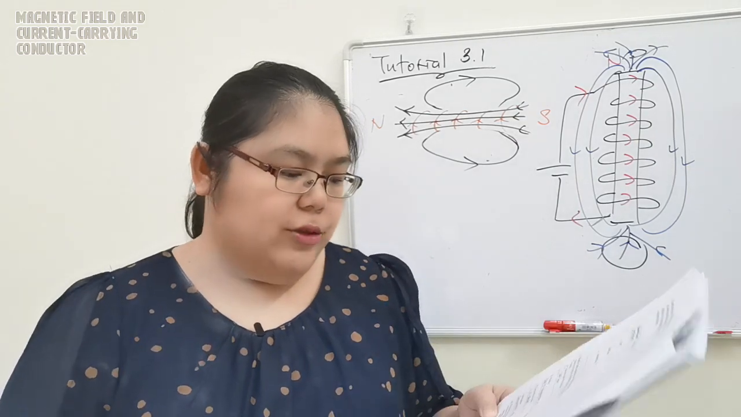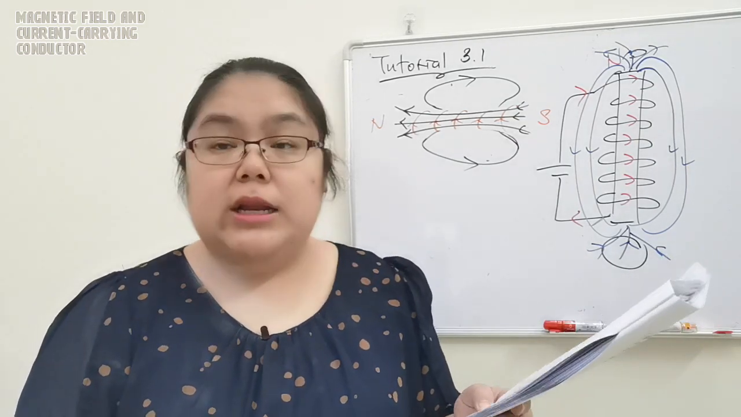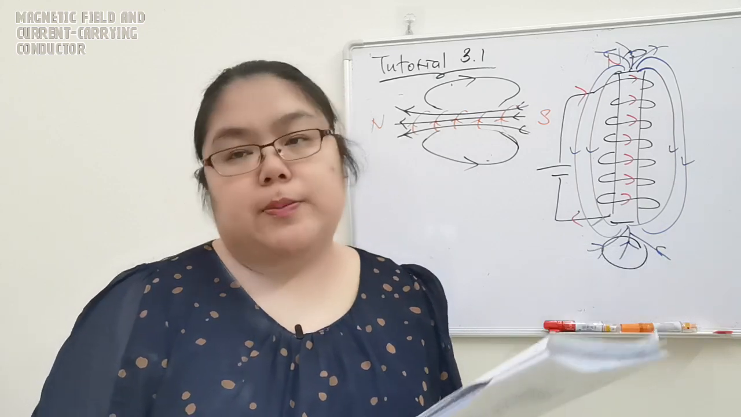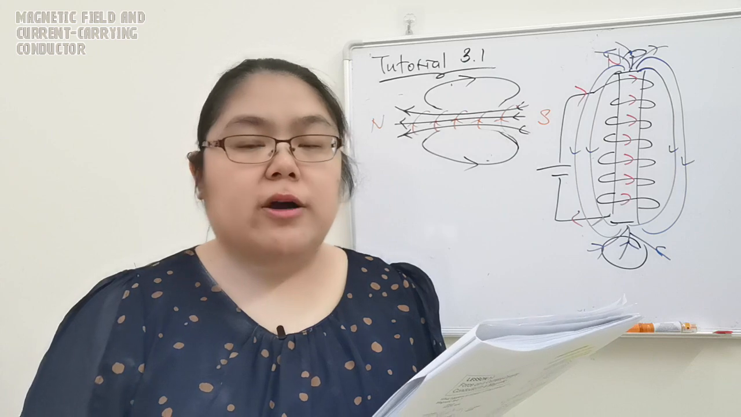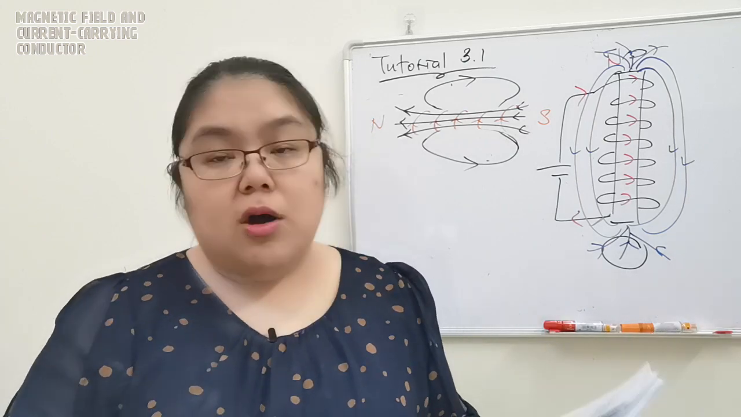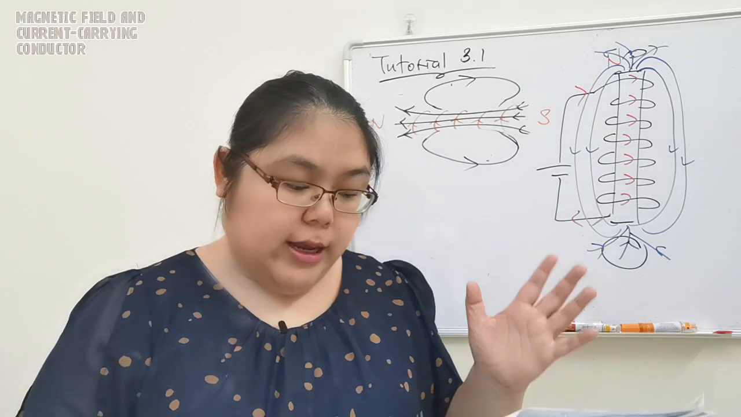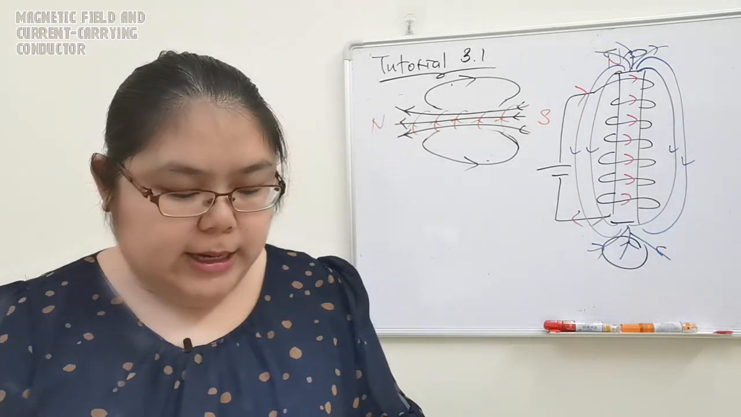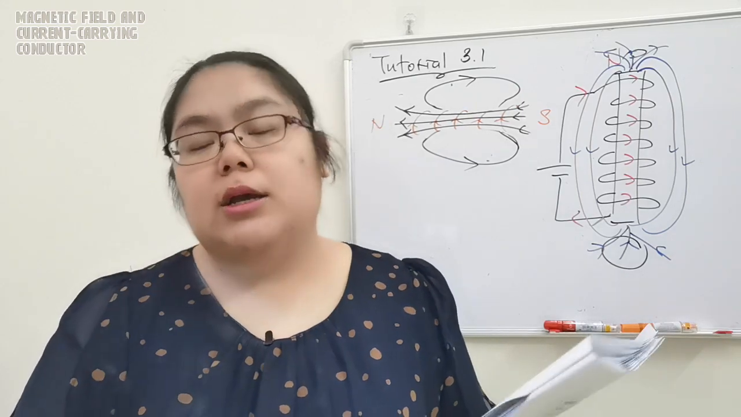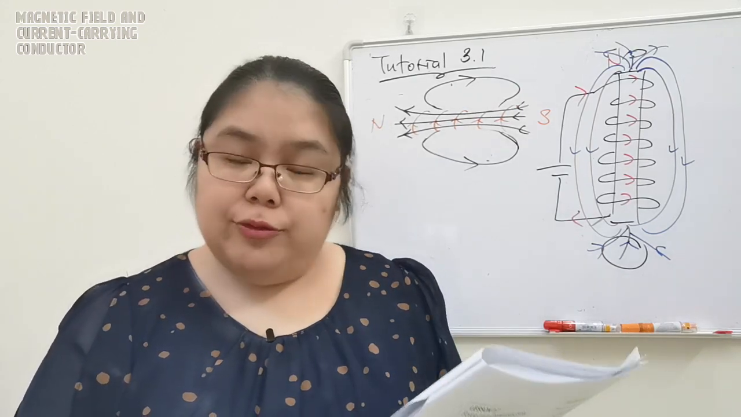D, electromagnet. This one is the electric bell. So from here, they ask you to explain the working principle of the electric bell. You can refer to your notes. I can tell you the number first. Number 1, they show the battery, so that means you must switch on your battery.